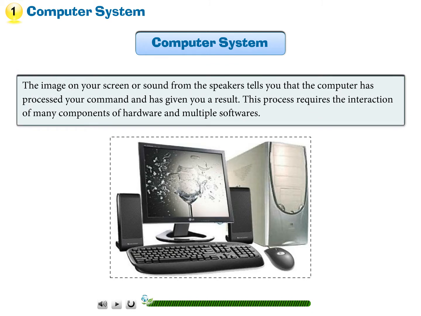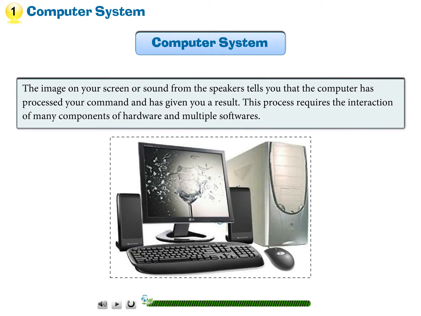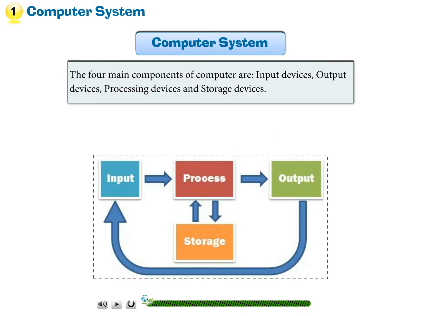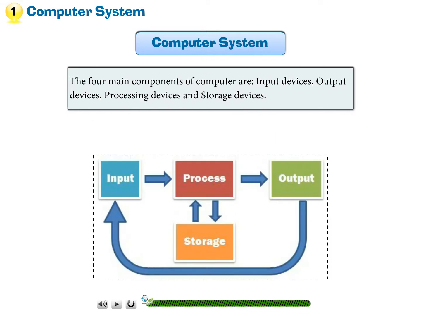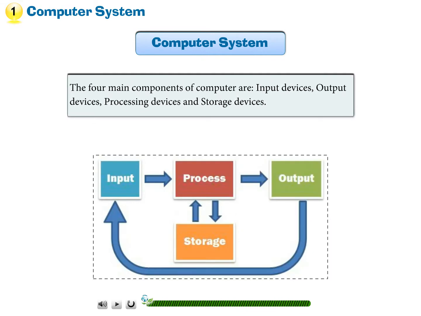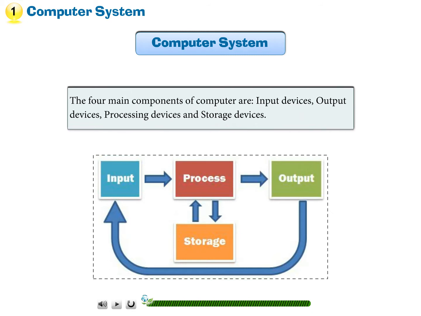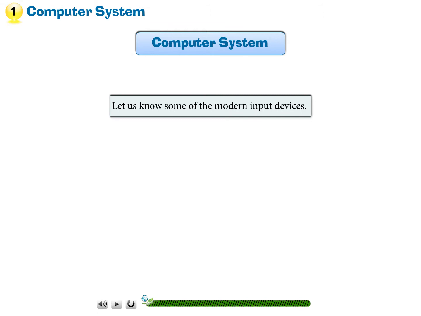This process requires the interaction of many components of hardware and multiple software. The four main components of computers are input devices, output devices, processing devices, and storage devices. Let us know some of the modern input devices.